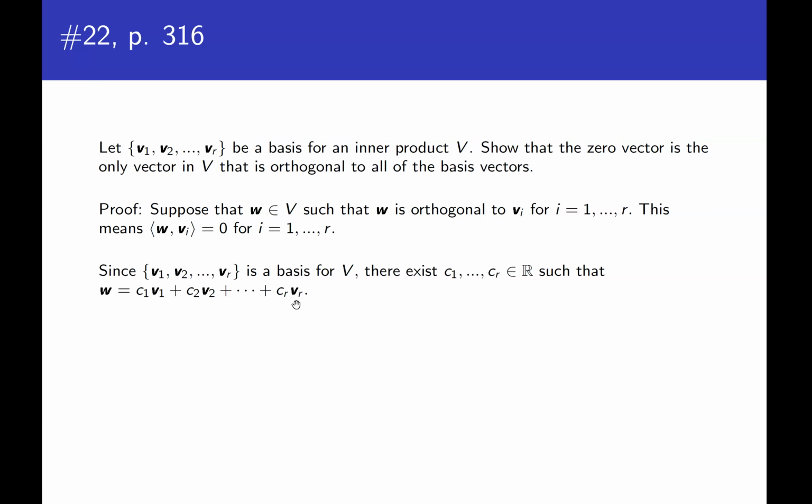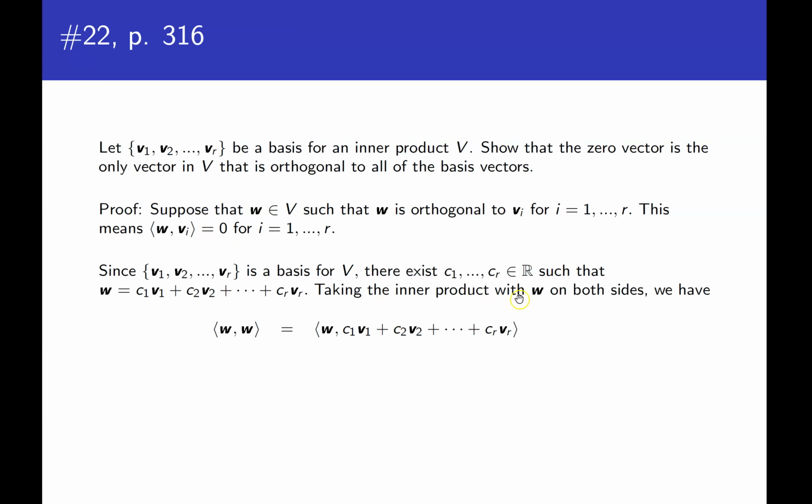All right, so we want to show that W is the zero vector. It says show that the only vector that's orthogonal to all of the basis vectors is the zero vector. Well, if I want to show that W is the zero vector, I need to show that each of these constants is 0. The only other thing we have to work with is that the inner product of W with each of the V sub i's is 0. So what we're going to do is take the inner product with W on both sides.